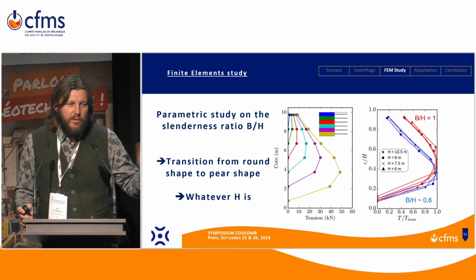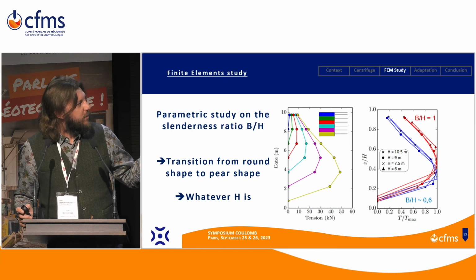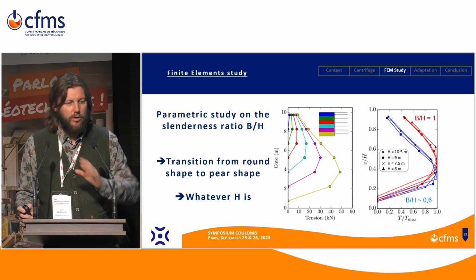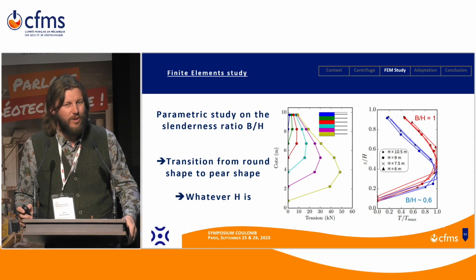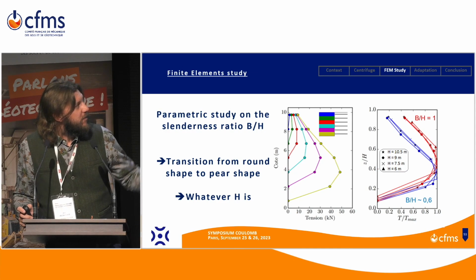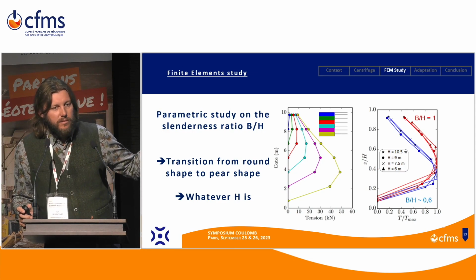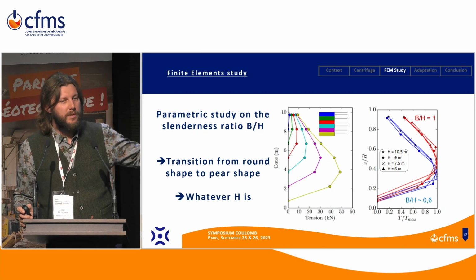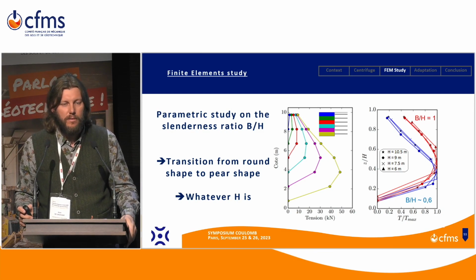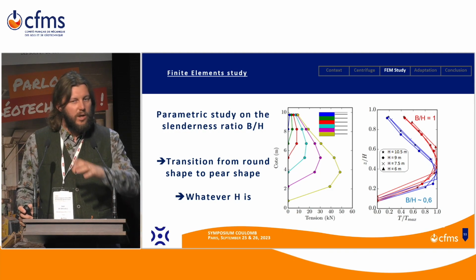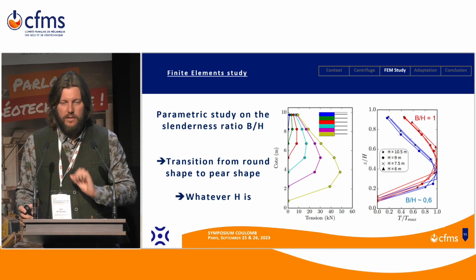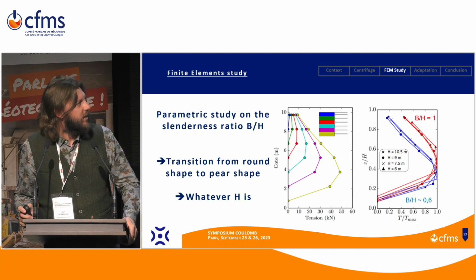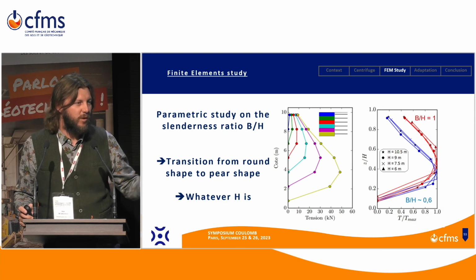So we did it for different walls, and we observed that if you divide the tension by its maximum value, so you look only at the shape of normalized tension, whatever the height of the wall is, for a given slenderness ratio, you obtain the same profile of facing forces. So the shape of the facing loads is, let's say, dependent only on the slenderness ratio, and also on soil parameters, of course.